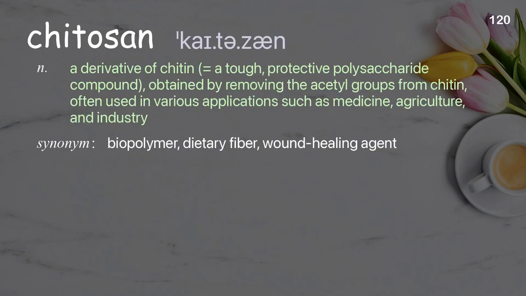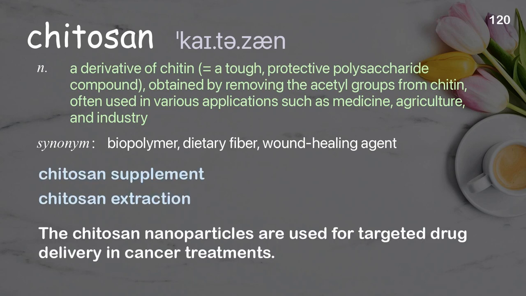Chitosan. A derivative of chitin, equals a tough, protective polysaccharide compound obtained by removing the acetyl groups from chitin, often used in various applications such as medicine, agriculture, and industry. Examples: chitosan supplement, chitosan extraction. The chitosan nanoparticles are used for targeted drug delivery in cancer treatments.